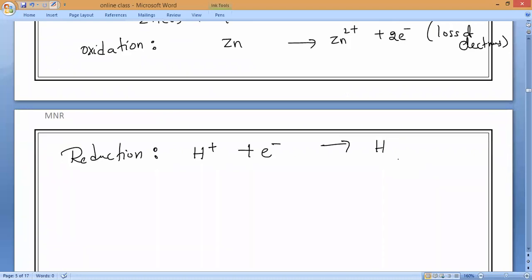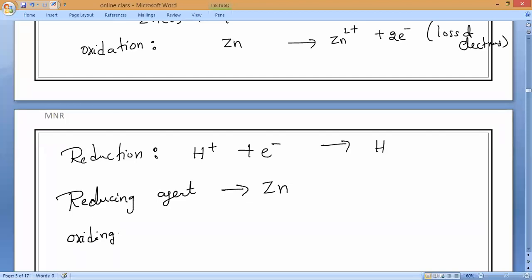Any doubt? Now, who is the reducing agent? Loss of electrons. I forgot to say that before. The reducing agent is zinc. And the oxidizing agent is hydrogen, H plus. Understood?